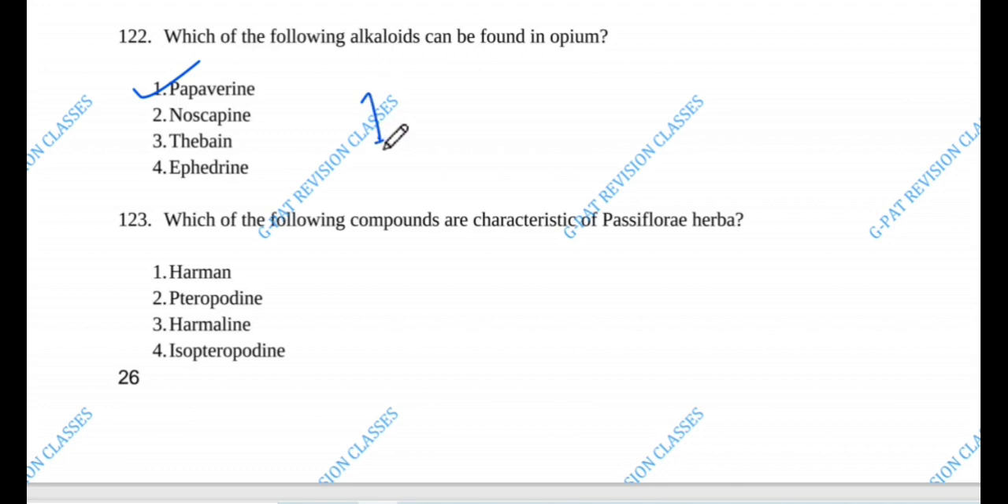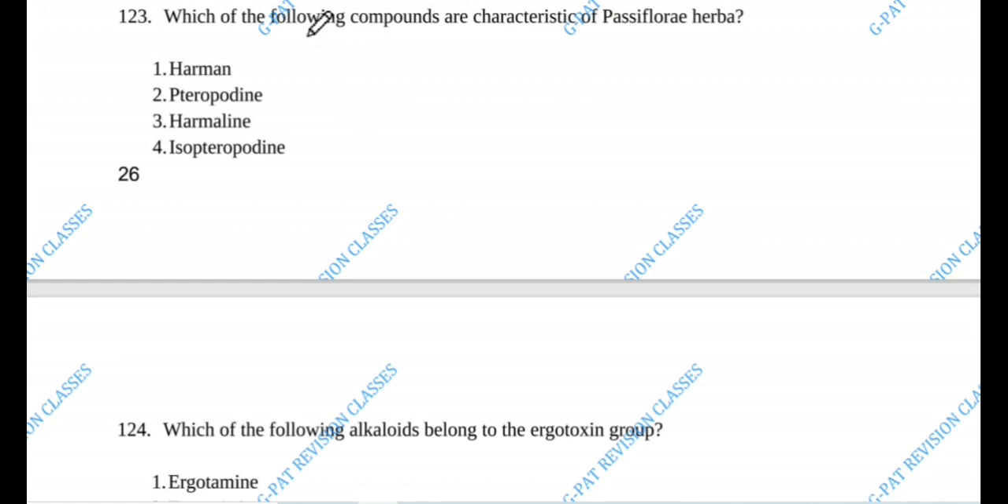Next is question number 123. Which of the following compounds is characteristic of Passiflorae herba? The answer is second, petropodine. The answer is second.